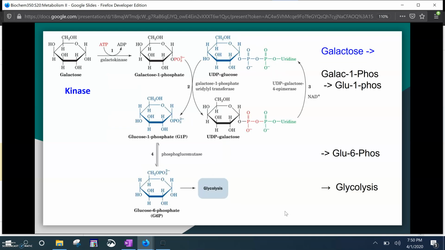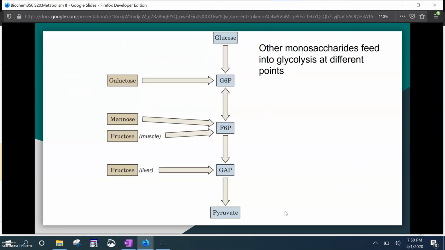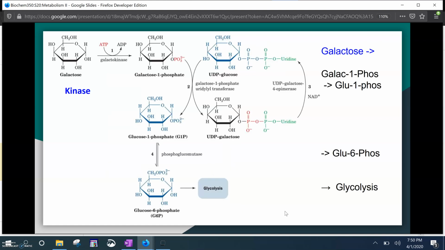So galactose feeds into the glucose 6-phosphate step. It takes a number of steps, including a kinase that adds a phosphate group onto galactose to make galactose 1-phosphate. But we really want to get down to glucose 6-phosphate. We don't really rearrange galactose to glucose. Instead, there's an enzyme, a uridyl transferase, which has this uridine glucose on the end, and it does a transfer.